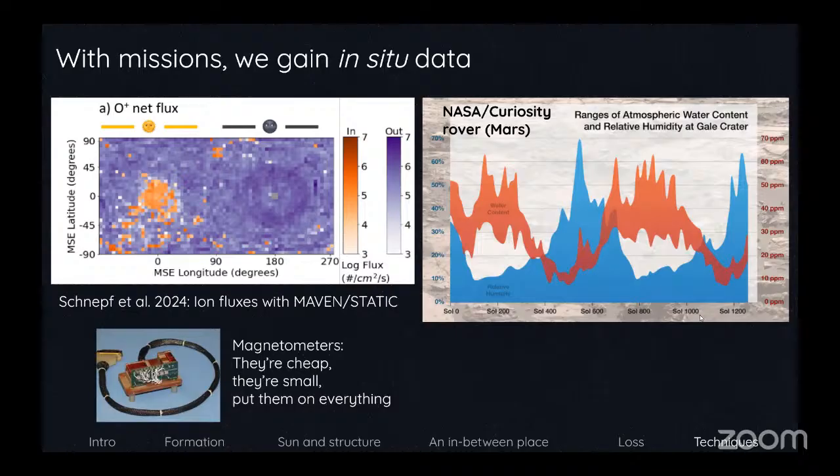Sorry, I keep hitting the microphone. I put magnetometers on here. I meant to remove this because actually I'm not talking about magnetospheres.